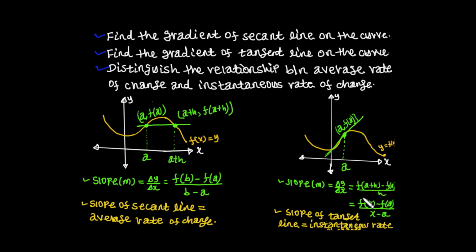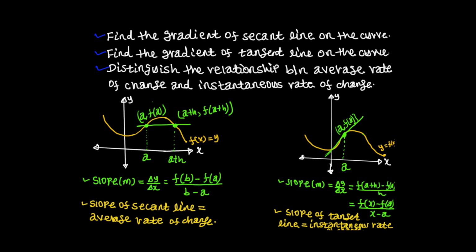This is the tangent: f of a plus h minus f of a over h, or f of x minus f of a over x minus a. This is the slope of the tangent line. Whose definition is this? The instantaneous rate of change. So the slope of the tangent line is always the same as the instantaneous rate of change, or the derivative at the given point. This is the relation between the slope of the tangent line and the secant line: the secant line gives the average rate of change, and the slope of the tangent line gives the instantaneous rate of change.